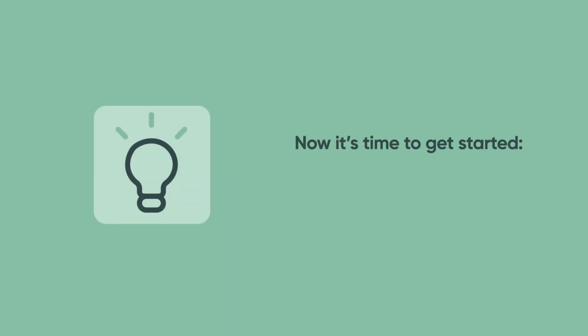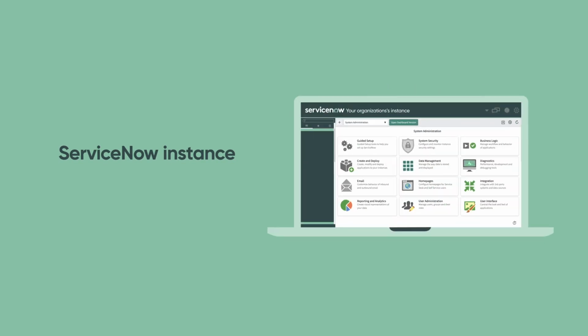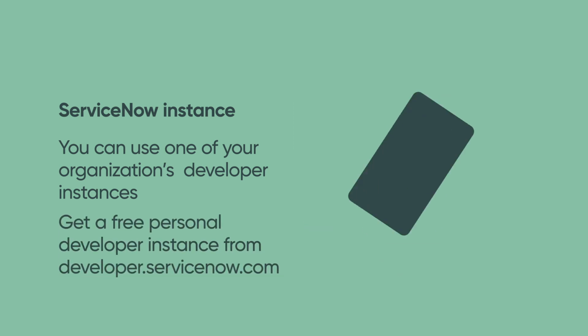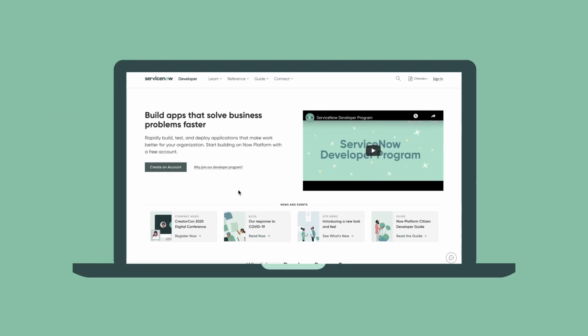Alright, you've thought about your app enough, it's time to get started. What do you need in order to start building? The first thing you'll need is a ServiceNow instance. This is a server running ServiceNow software that you access with your web browser. You can either use one of your organization's developer instances or get a free personal developer instance from developer.servicenow.com. Don't let the name developer throw you off.